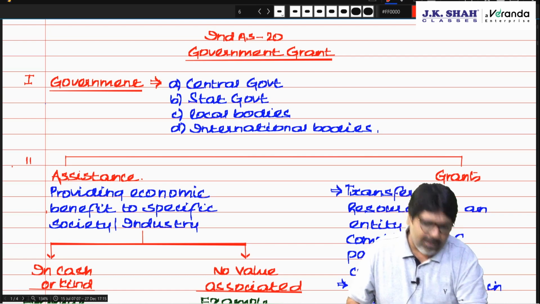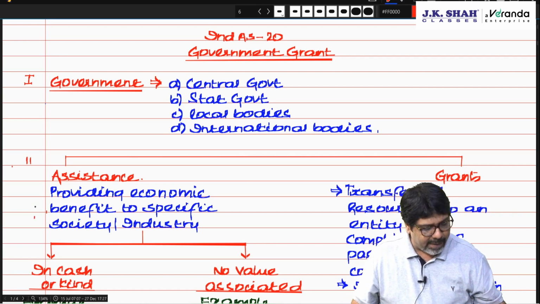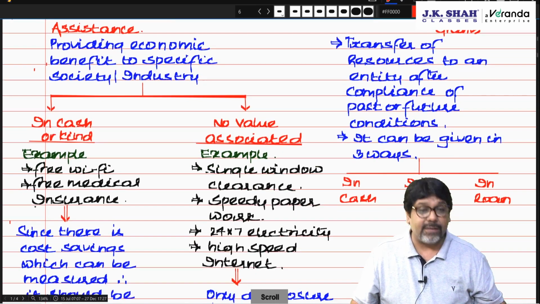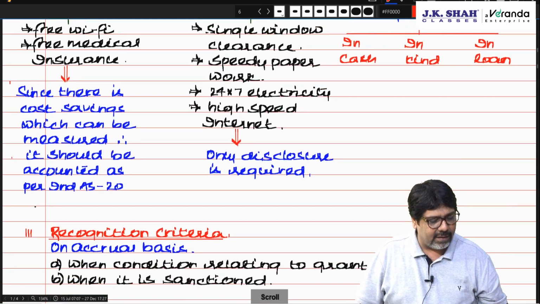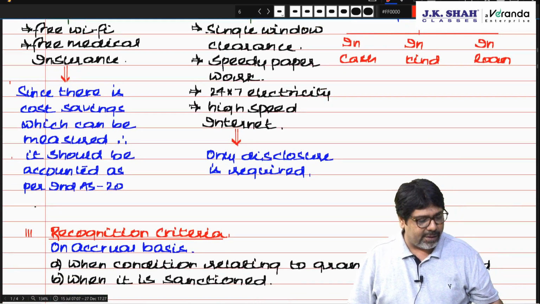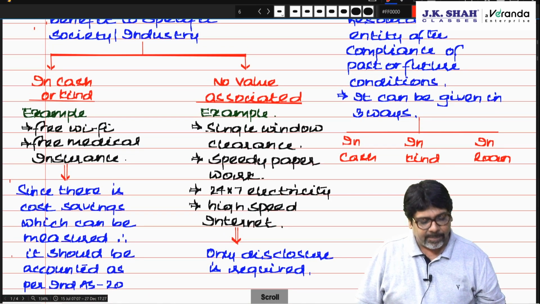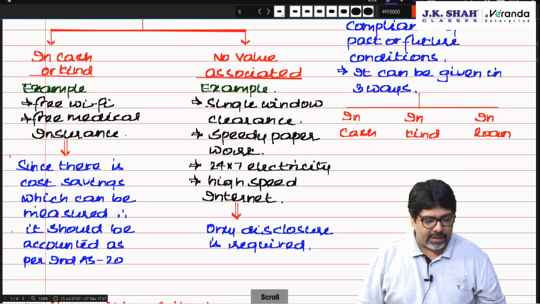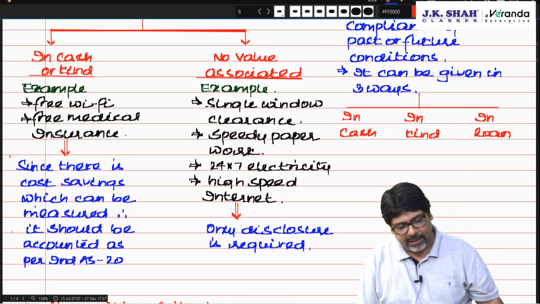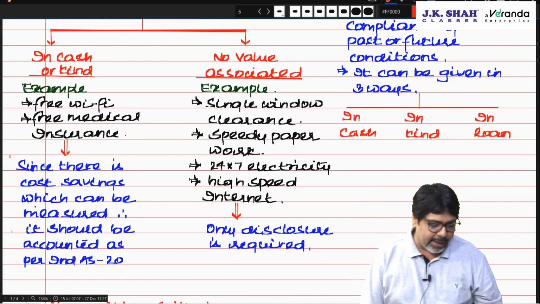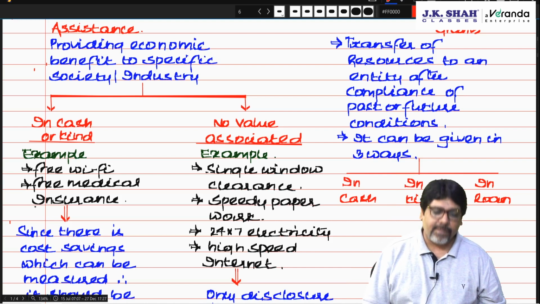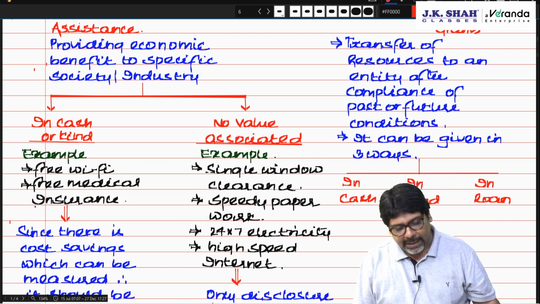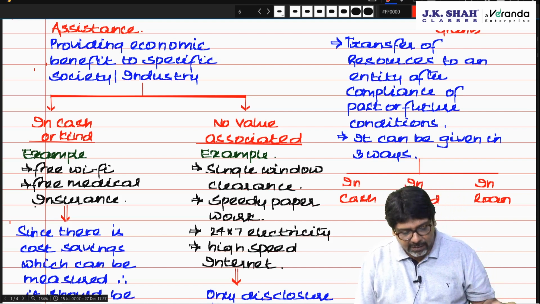Yes, sir. Now, providing economic benefit to the specific society or industry in cash or kind, like free Wi-Fi or free medical insurance: since there is cost savings which can be measured, it should be accounted as per Ind AS 20. Where there is no value associated, like single window clearance, paperwork, 24/7 electricity, high speed internet, only disclosure is required. Transfer of resources to an entity after compliance of past or future conditions.